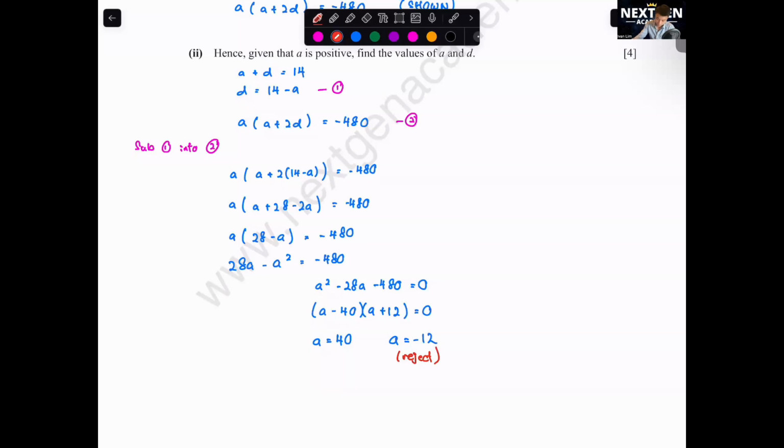Okay, then I will substitute A back into equation 1. So D equals 14 minus 40. D is 14 minus 40, which is minus 26.